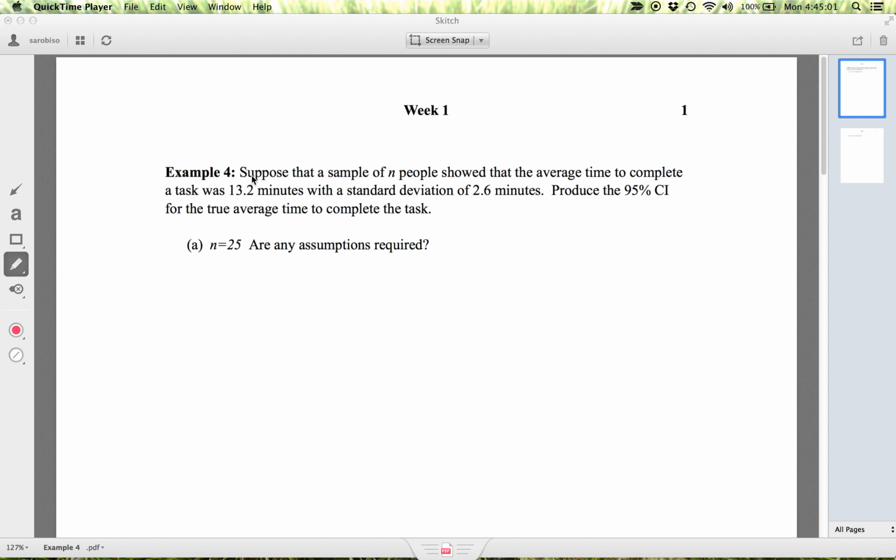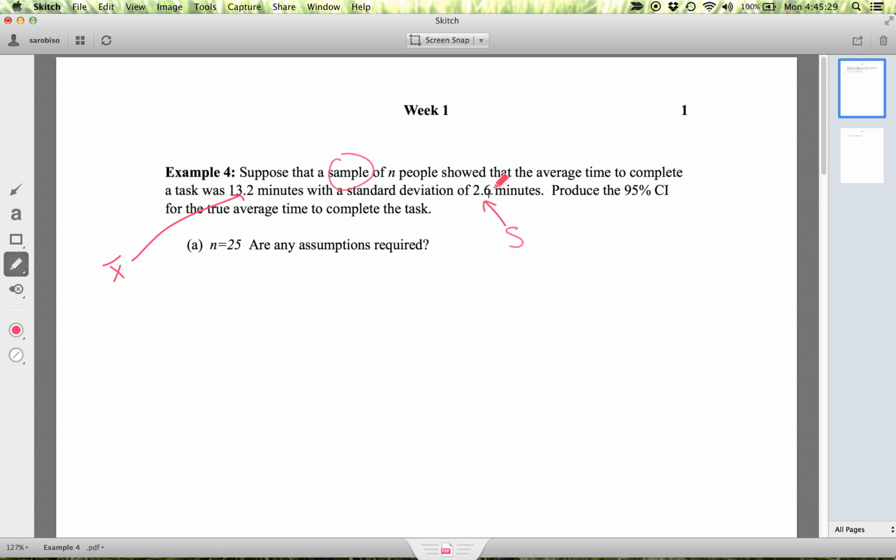All right, example 4. Suppose that a sample of n people showed that the average time to complete a task was 13.2 minutes with a standard deviation of 2.6 minutes. Okay, here, if we're trying to identify values, here is x bar, this is the average of a sample, and in the same sentence we're also talking about the standard deviation of, of course, that sample.